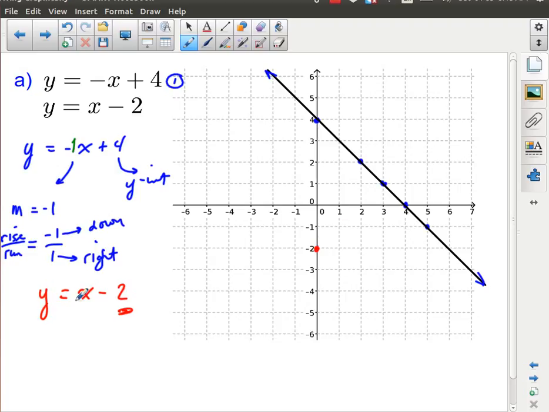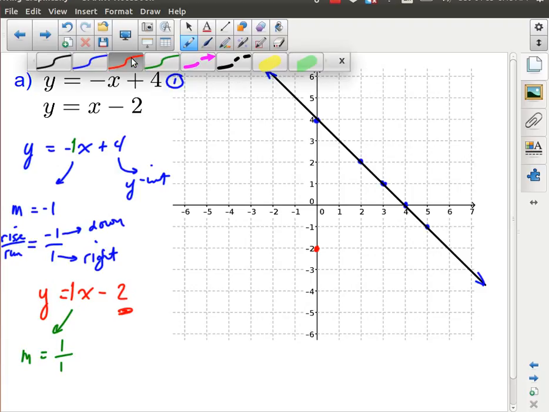And the number in front of the x here is, once again, a 1. And so that means that my slope is equal to 1 over 1, or just simply 1. But again, because I'm using that idea of a ladder or a step pattern, that 1 over 1 is going to be helpful. Switch back to red.